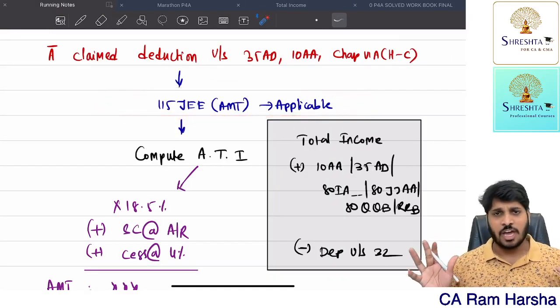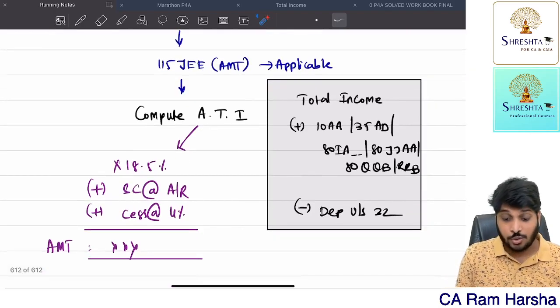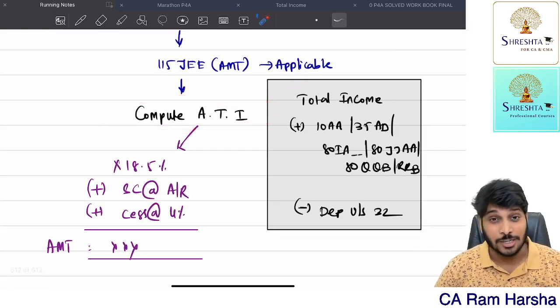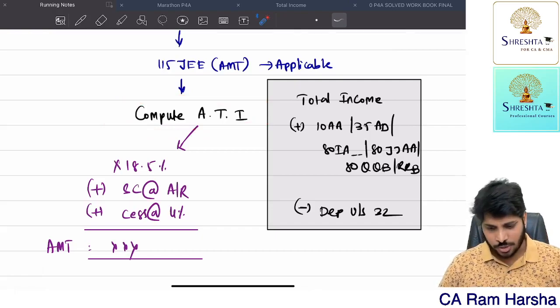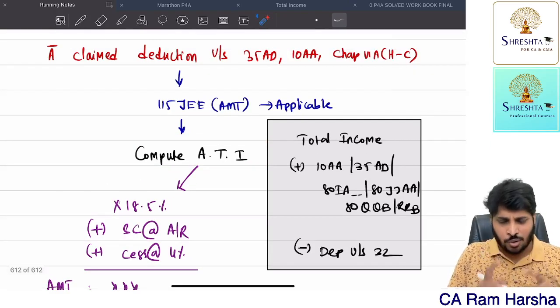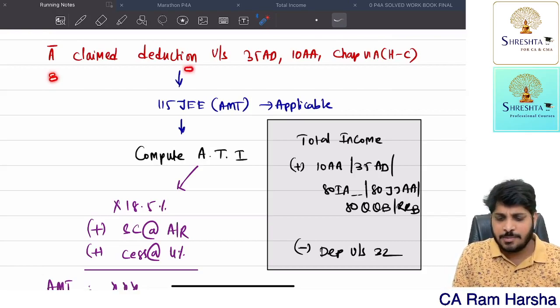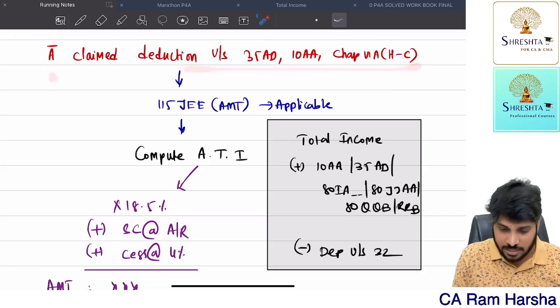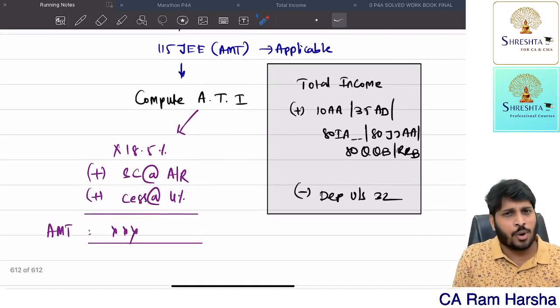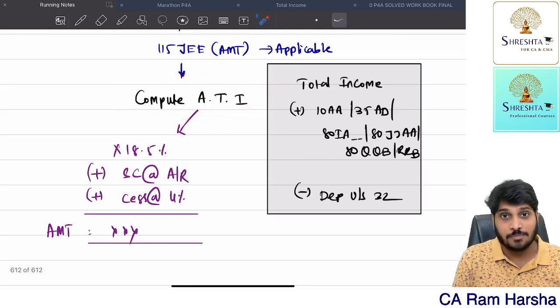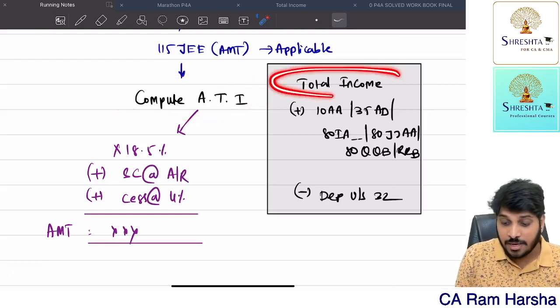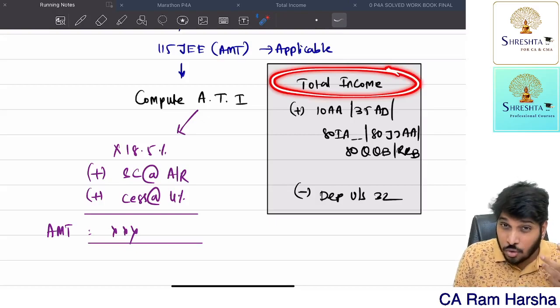Now, if AMT is applicable, what should I do? Very simple. You have to compute adjusted total income. In the question, did they give any information that the SSE claimed a deduction under these sections? Yes, sir, they gave. Very simple. 115JEE is applicable. Okay, what should I do? Compute adjusted total income. How to compute? In the exam, they may give you the total income.